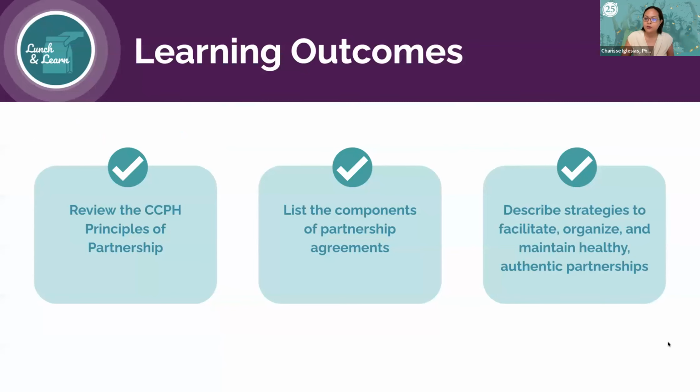Again, welcome to our Lunch and Learn series. I'm going to move on, but feel free to introduce yourself in the chat, say hello to people who are in your area. So the learning outcomes for today are to review the Community Campus Partnerships for Health Principles of Partnership, just to frame our conversation. We're going to list the components of partnership agreements, and we're going to describe strategies to facilitate, organize, and maintain healthy, authentic partnerships. Okay, so I'm going to pass it on to my colleague, Alan, who will lead us in our discussion today. Go ahead, Alan.